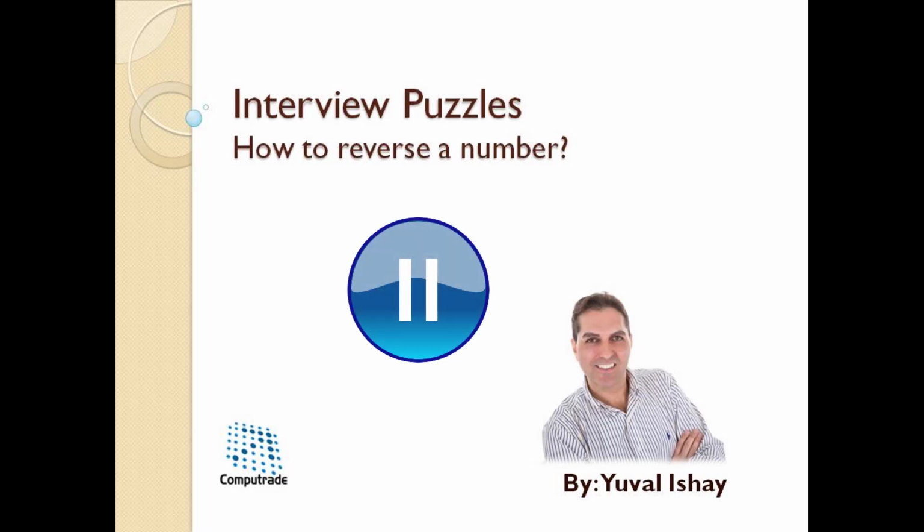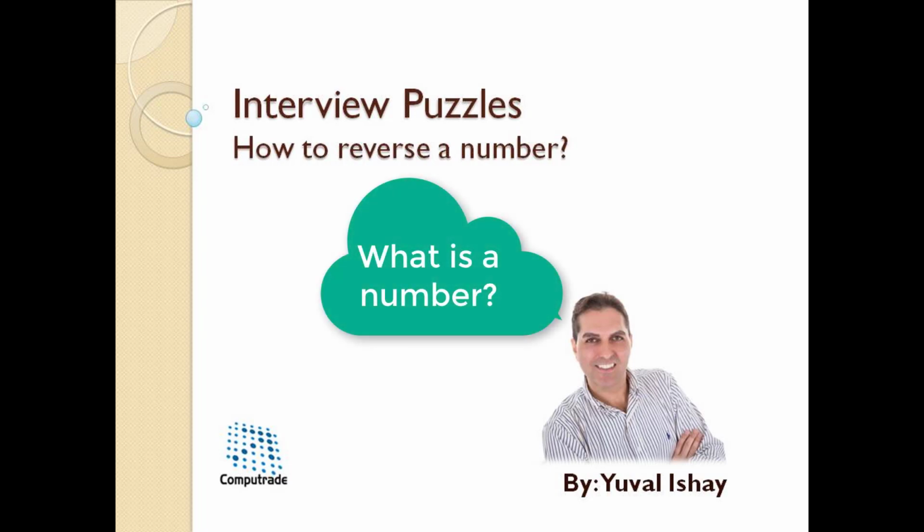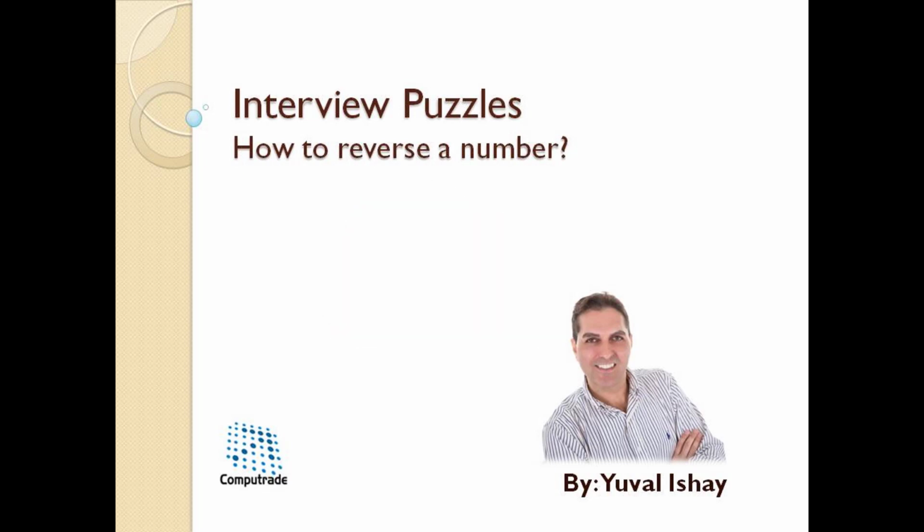Please pause the video and take a minute to yourself to think about a solution. Okay, welcome back. I hope you came up with a solution. Before going into our solution, let's take one moment to remind ourselves what a number actually is. If you take one number as an example, let's say 123, this number is actually 1 multiplied by 100, 2 multiplied by 10, and 3 multiplied by 1. After doing this basic number analysis, let's review our solution together.